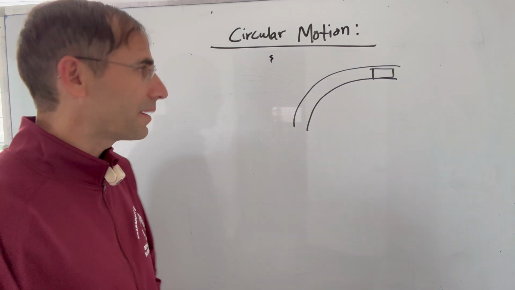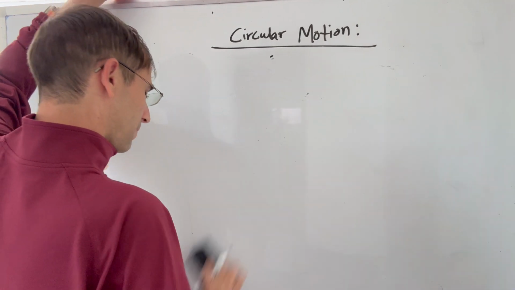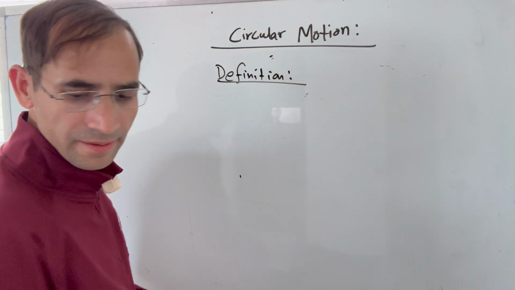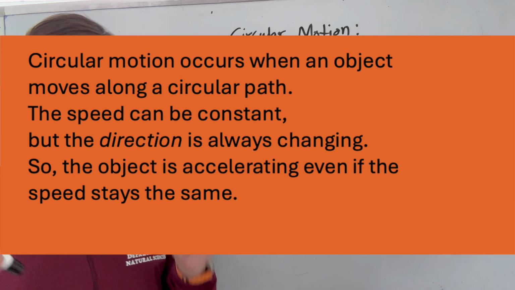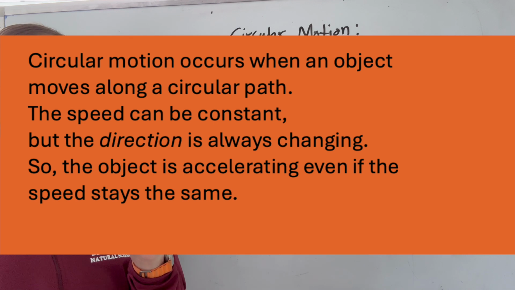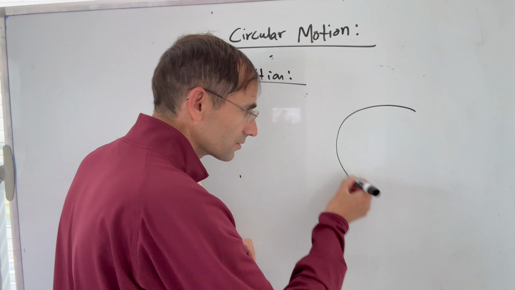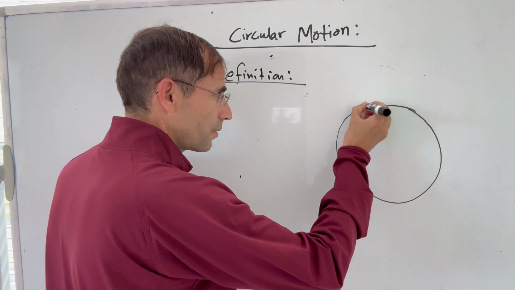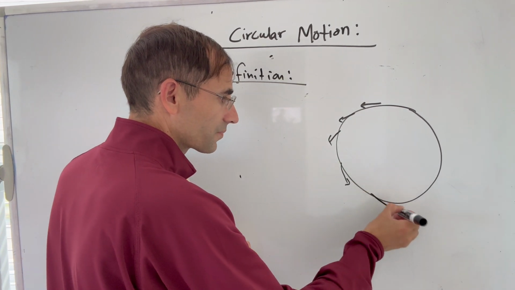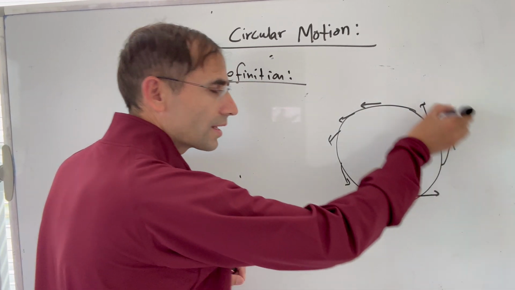So let's begin with the definition of circular motion. Circular motion occurs when an object moves along a circular path. The speed can be constant. Suppose you go around this circular path at 20 km per hour.